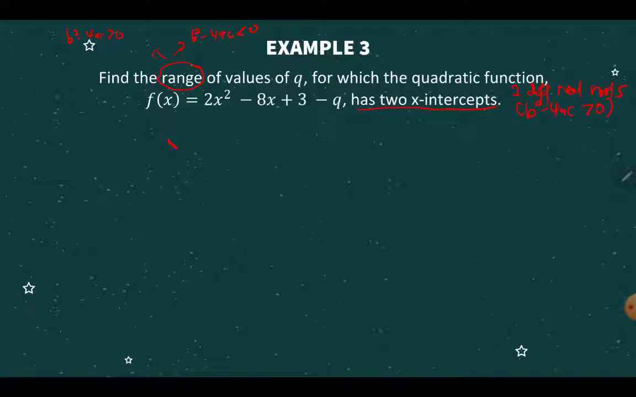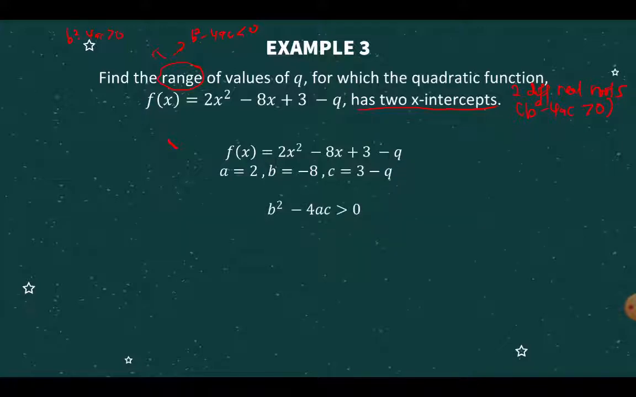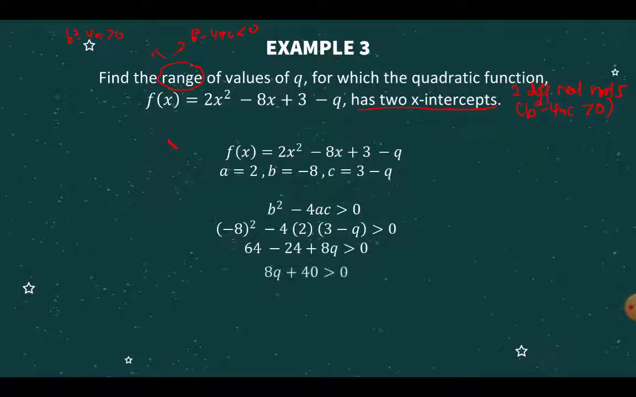Okay, the same thing. Identify the values of A, B and C first, and then substitute in discriminant greater than 0. So our A is 2, B is negative 8, and C is 3 minus q. So we substitute in discriminant greater than 0. Expand, so we will have 8q plus 40 greater than 0, which means 8q is greater than negative 40. So our q is greater than negative 5.